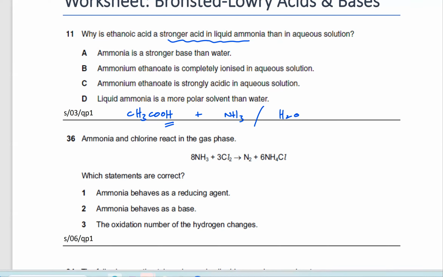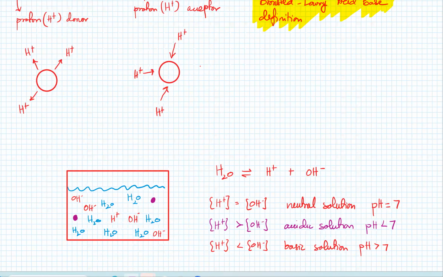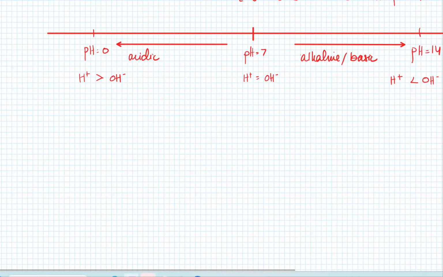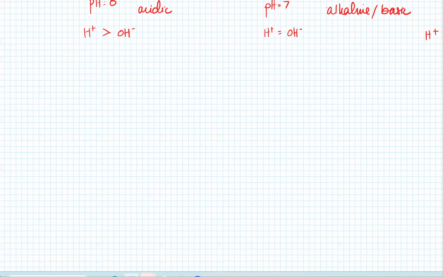Is it B? It's going to be A. Because remember, an acid and a base, they work together. Okay, always remember, if I do this reaction over here, I've got ethanoic acid, right? An acid is always going to be with a base. One of them is donating a proton, so there's somebody who's accepting a proton, right?